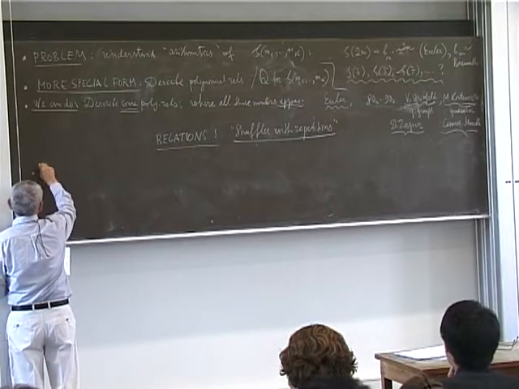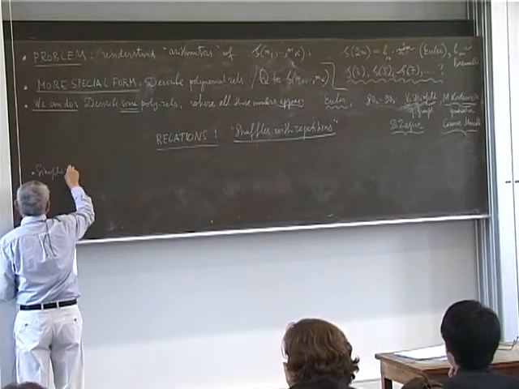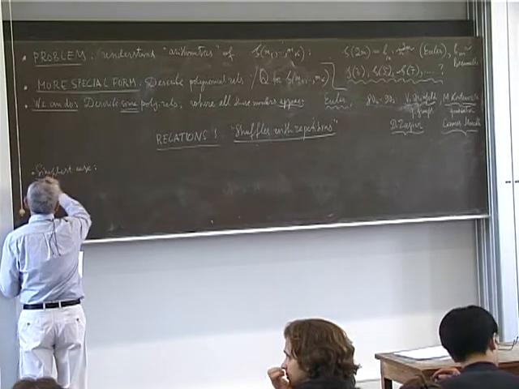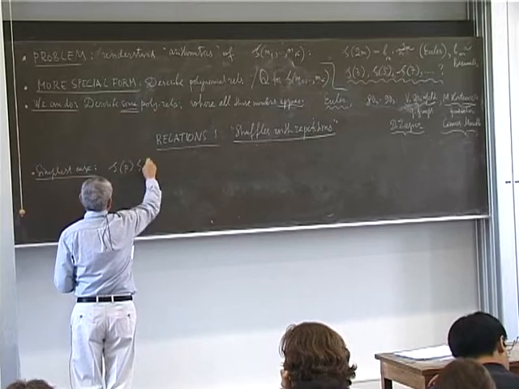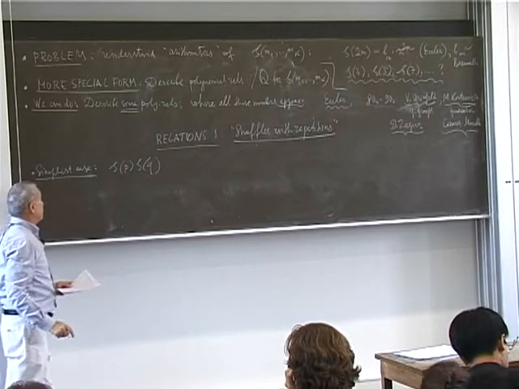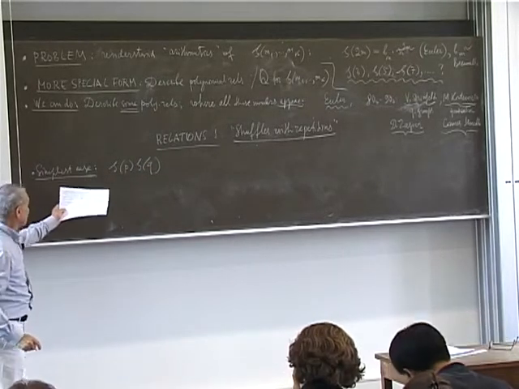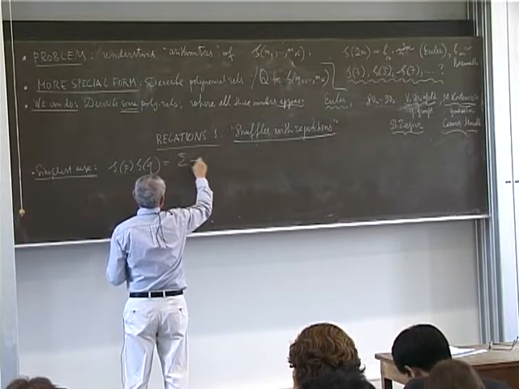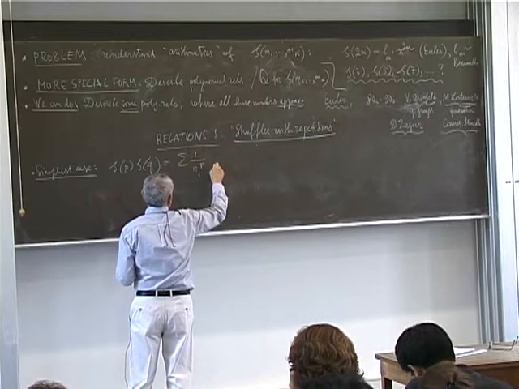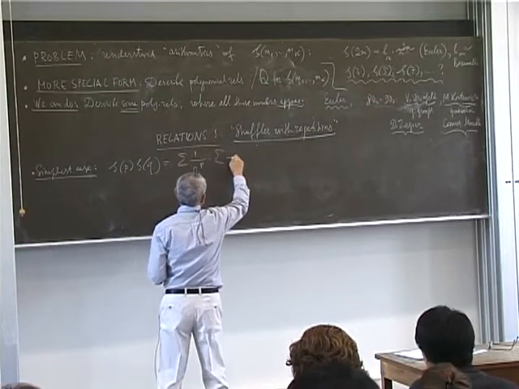So the simplest case: let's take two usual zeta functions, values of usual zeta functions, at p and q. So it is a sum like that, multiplied by a sum like that.